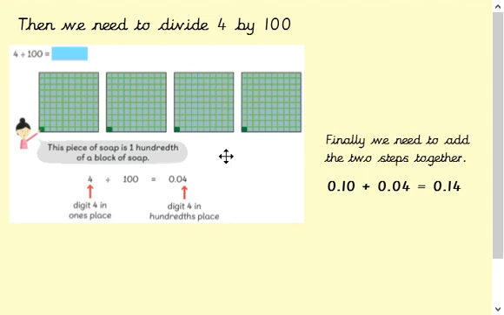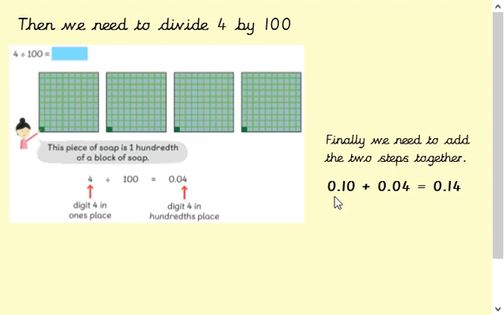But then we also need to do the other part. So we've divided the 10 by 100. We now need to divide the 4 by 100. So we would need to take the remaining 4 blocks of soap and find 1/100th of each of those blocks. So 1/100th of each of these would be 0.01. And because we've got 4 of them, it would be 0.04.